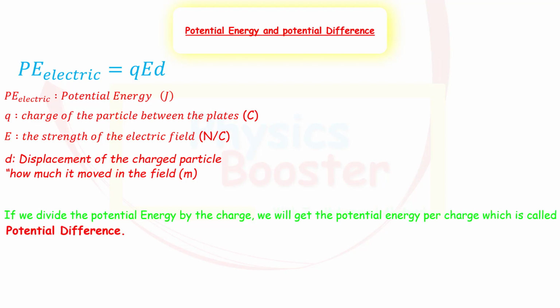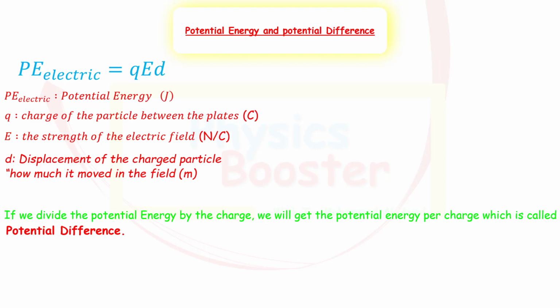Now try dividing the potential energy by the charge. If we have the potential energy and divide it by the charge, we will have something called the potential difference, which is the other term we said we would be introducing. Potential energy and potential difference. We understood what potential energy is. It was the energy given to the charge when it was between two parallel plates in a uniform electrical field. But what is a potential difference?